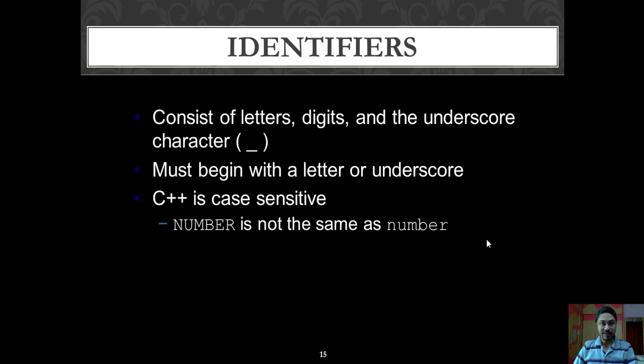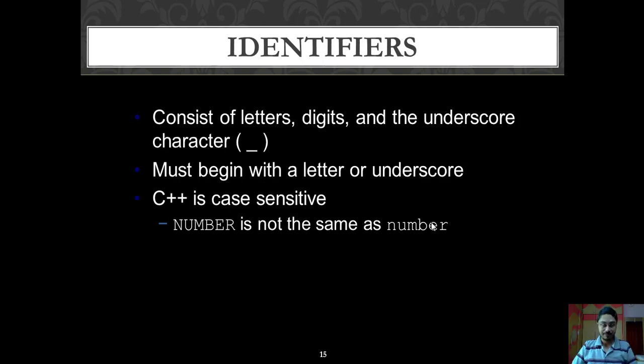An identifier consists of letters, digits and the underscore character. There is a restriction that it should begin with a letter or underscore. You cannot begin with a number or special symbols; that is not allowed. In C++, and in C also, identifiers are case sensitive. This means a number written in capital letters and a number written in small case are different identifiers. This number is not the same as this number, because this one is written in capital letters, so it is another identifier.